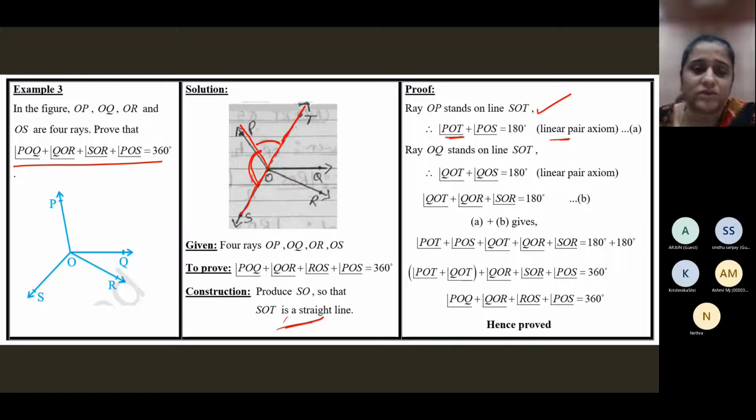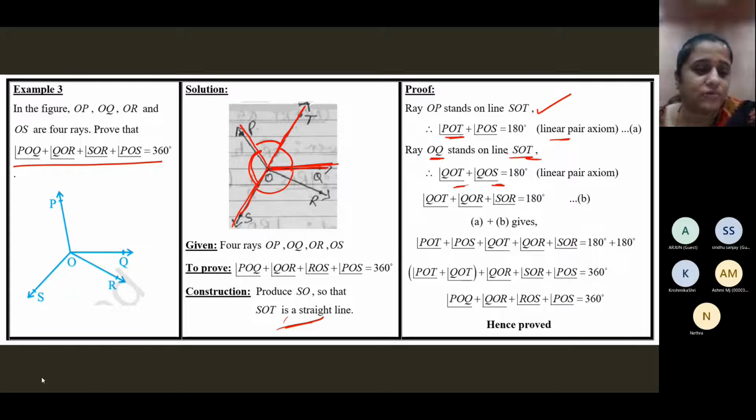Then again, SOT is a straight line, and we have two rays. I have taken OQ. OQ stands on SOT. So then you should write the angles QOT and QOS. You must write, because if you take OQ as a ray, you must mention angle QOT and QOS. QOT plus QOS is equal to 180.